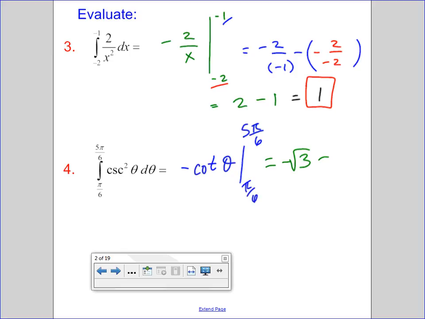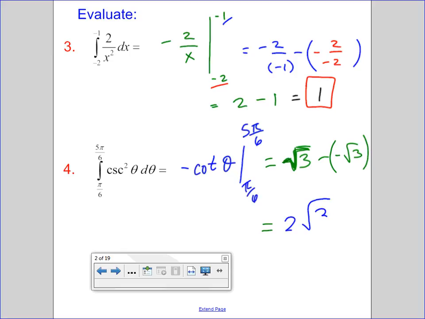Minus, now let's evaluate the value of negative cotangent of theta when theta equals pi over 6. So pi over 6, cosine is positive root 3 over 2, and sine is 1/2, so that's positive root 3, but I had a negative, so negative root 3. I'm getting root 3 minus a negative root 3, which is root 3 plus root 3, is 2 root 3.